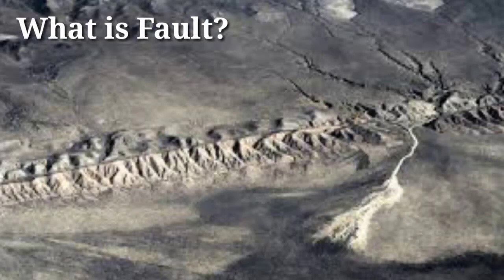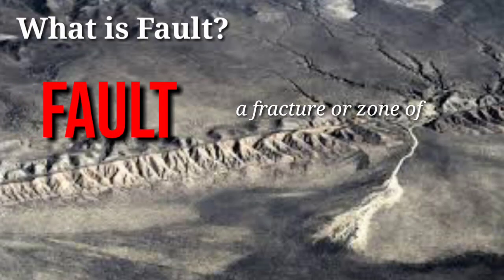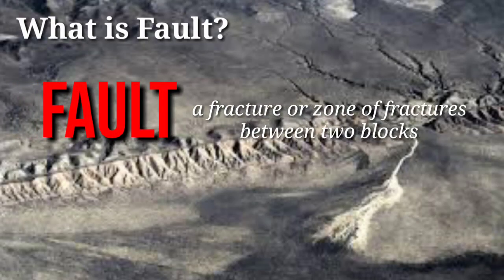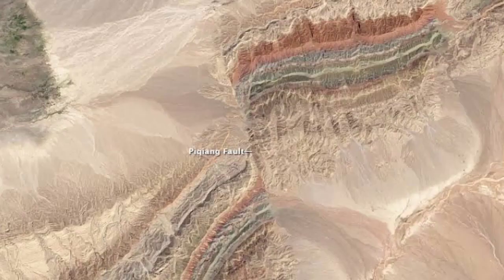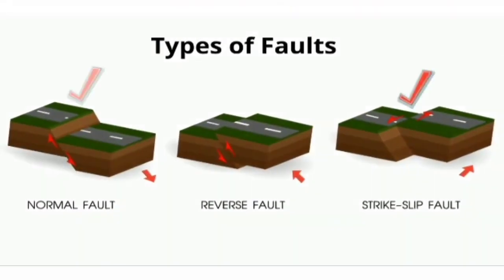Now, what is a fault? A fault is a fracture or zone of fractures between two blocks of rock. Faults allow the blocks to move relative to each other. This movement may occur quickly in the form of an earthquake or may occur slowly in the form of a creep. There are three types of faults: the normal fault, reverse fault, and the strike-slip fault.